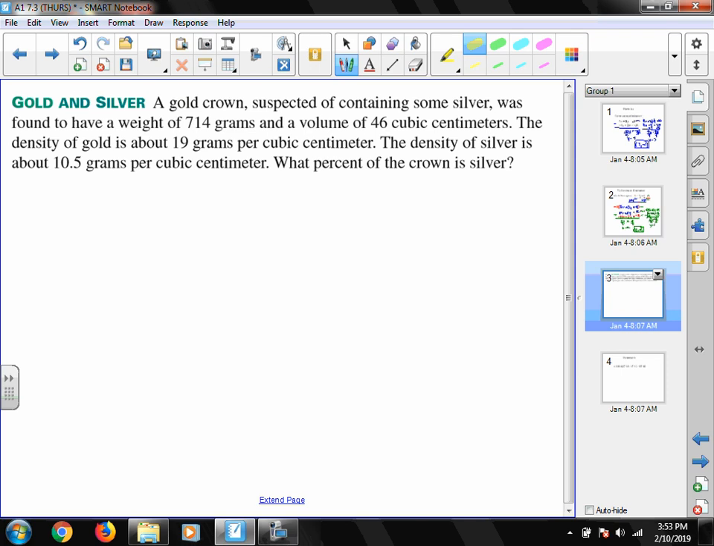Important information here: has a weight of 714 grams and a volume of 46 cubic centimeters. Density of gold being 19 grams per cubic centimeter, and the density of silver is about 10.5 grams per cubic centimeter. And we want to figure out what percent of the crown is silver.